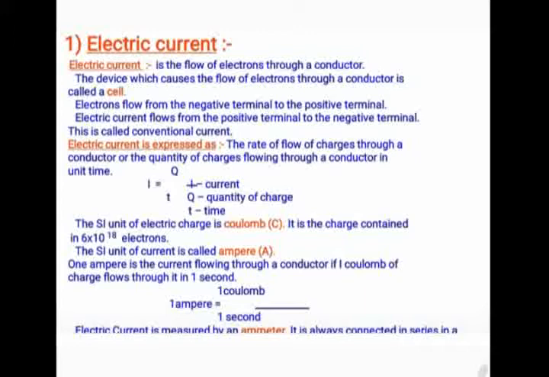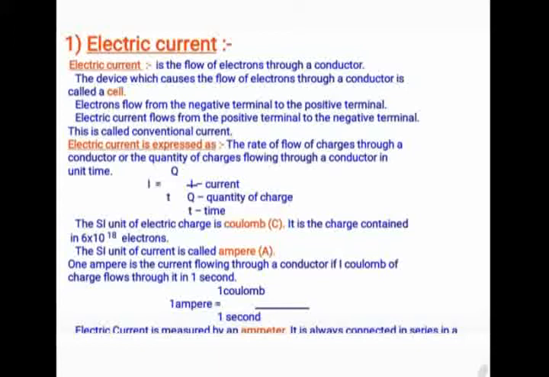Electric current is expressed as the rate of flow of charge through a conductor, or the quantity of charge flowing through a conductor per unit time. It is mathematically expressed as I equal Q upon T, where I equals current, Q equals quantity of charge and T equals time. The SI unit of electric charge is coulomb. It is expressed by C. It is the charge contained in 6 into 10 raised to 18 electrons.